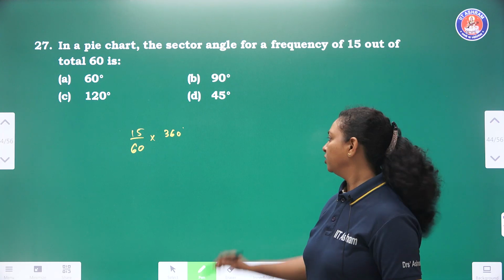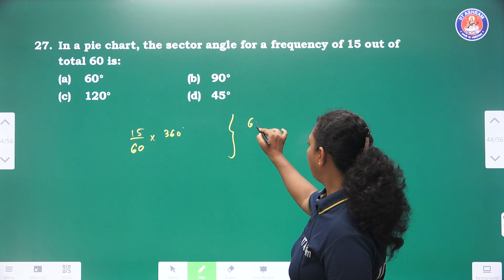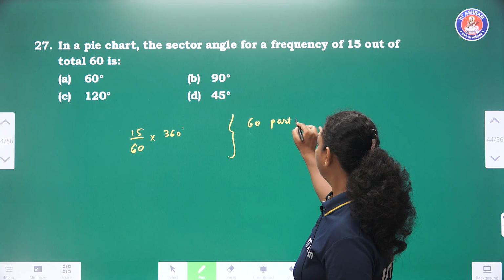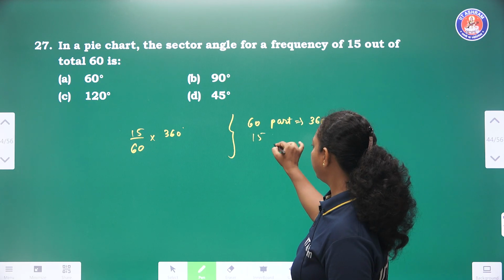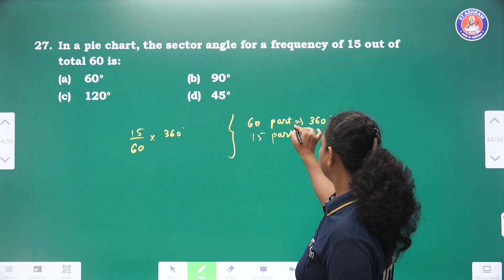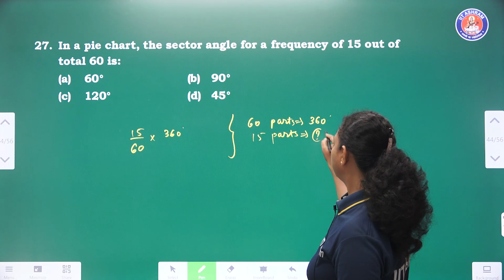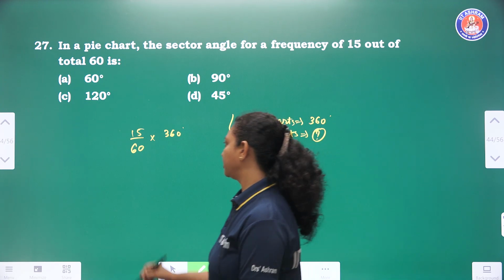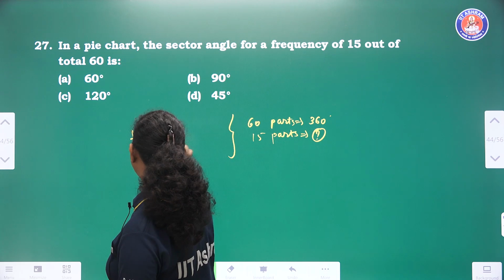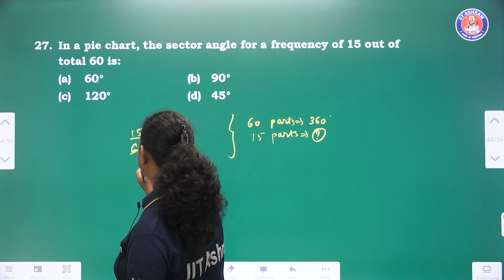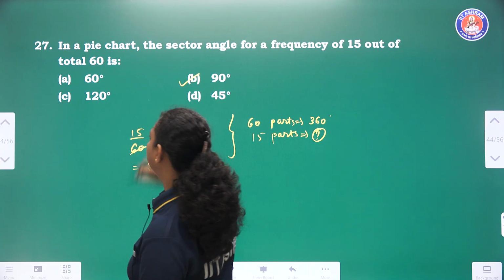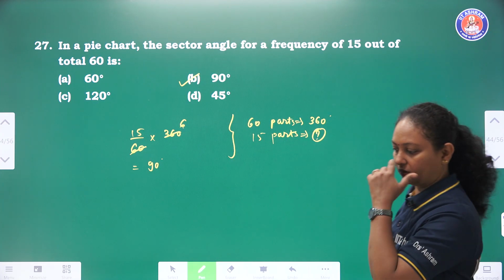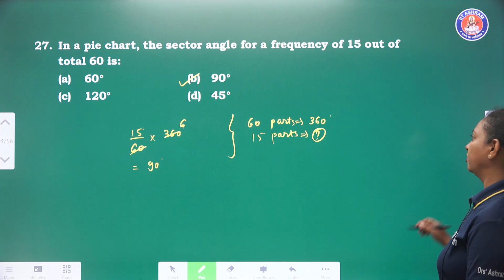भाई ऐसा क्यों? तो simple सा logic है. All the 60 parts are equal to 360 degrees, the complete circle. Then 15 parts is equal to what? It's so simple, 15 by 60 into 360. So when we divide, 360 by 60 is 6, and 15 times 6 is 90 degrees. So what is your answer? 90 degrees. The 90 degrees will be the central angle or the sector angle.